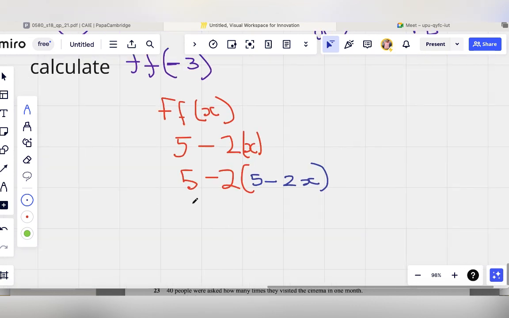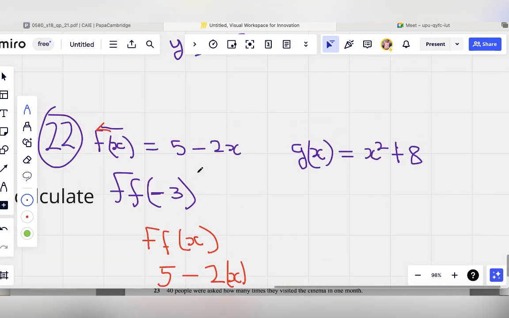Then we expand and simplify. So we have 5 minus 10, because negative 2 times 5 is negative 10. Then minus 2 times minus 2x becomes plus 4x. So 5 minus 10 is negative 5, negative 5 plus 4x. You can write 4x first, 4x minus 5. Doesn't matter.